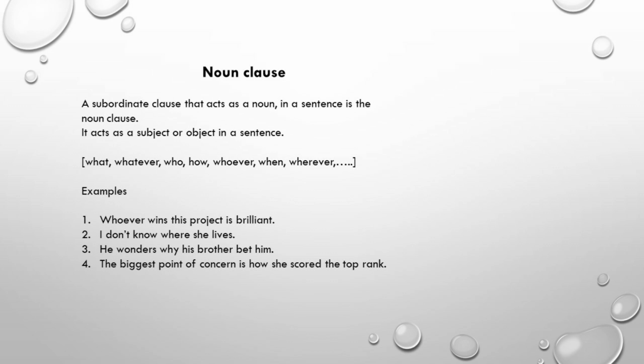Whoever wins this project is brilliant. In the example, whoever wins this project is the noun clause. The reason is it is the subject in this sentence and that is why it is a noun clause.